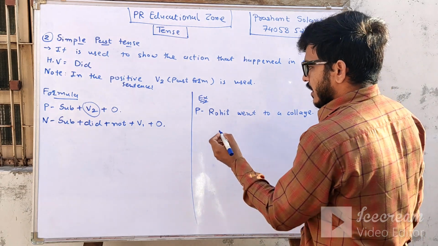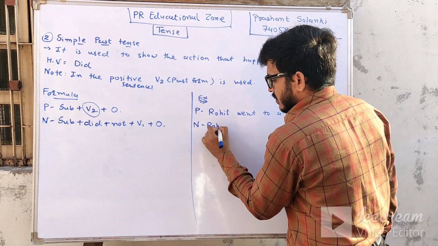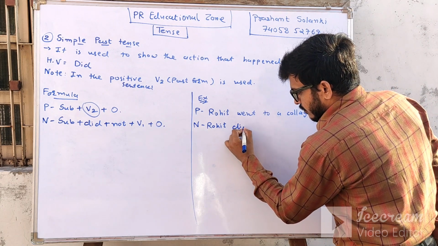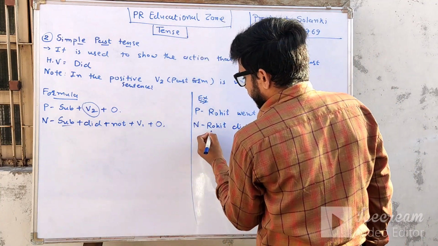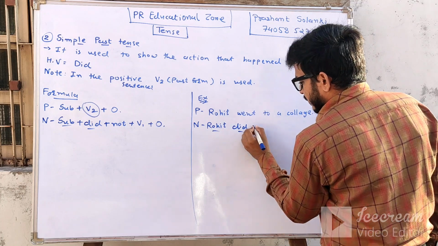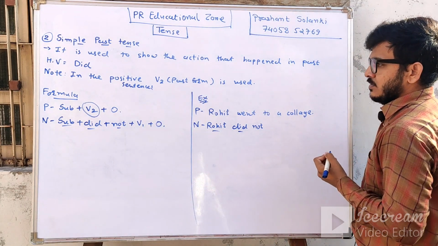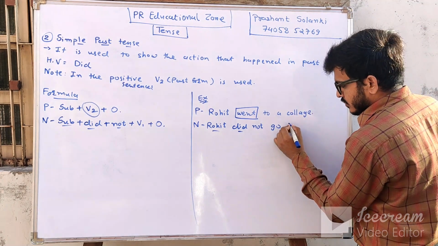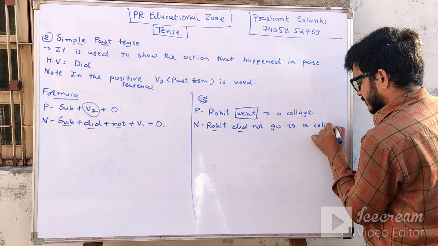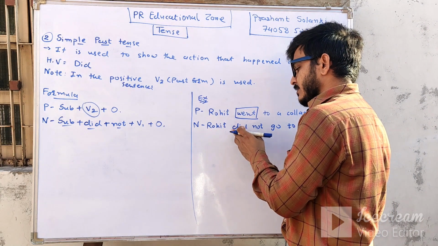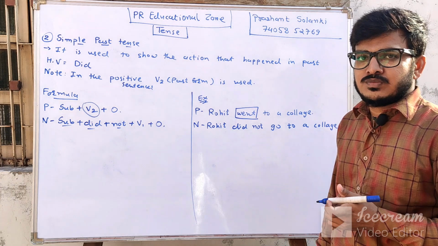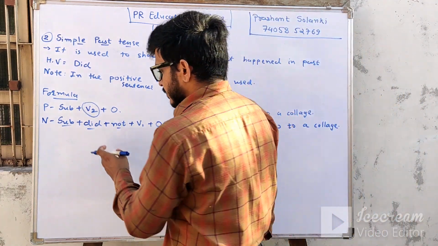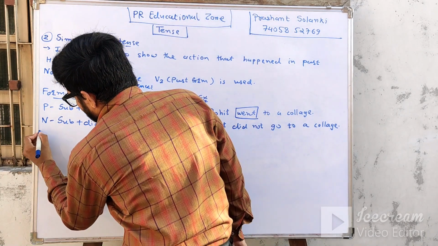And object. Now the negative sentence. I am going to convert this positive sentence so you can better understand that. Now what will come? That is did. Here the subject is Rohit and the helping verb is did, and after that we use not. And now the main change will come here. Went will convert to go to a college. So this is the major change here in the simple past tense. In the positive sentence it goes with the verb second form, and in the negative sentence it goes with the verb first form, or the base form we can say. Now interrogative positive.